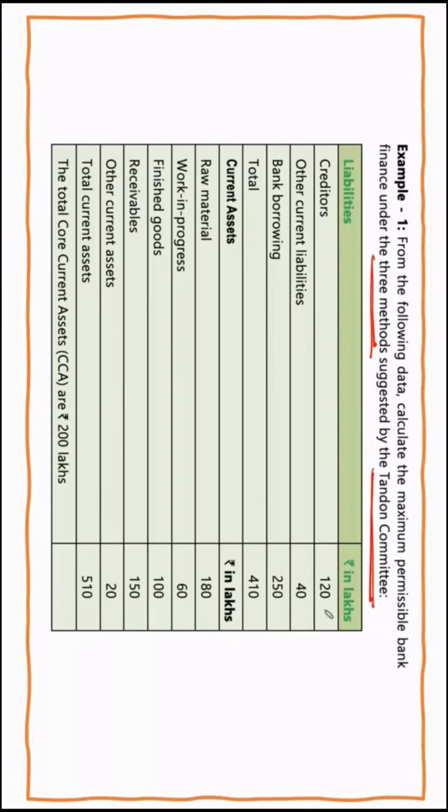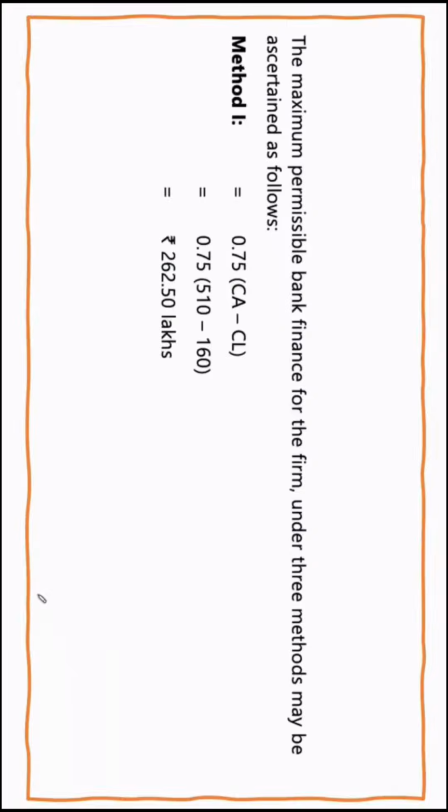So you are given information about their liabilities: creditors, other current liabilities, bank borrowings. Total is 410. And current assets are given as raw material, work in progress, finished goods, receivables, other current assets. Total is 510. And total core current asset is 200 lakhs. This is applicable only for the third method, which is of course not in practice. But let's have some idea about it. Let's see what the first method is.